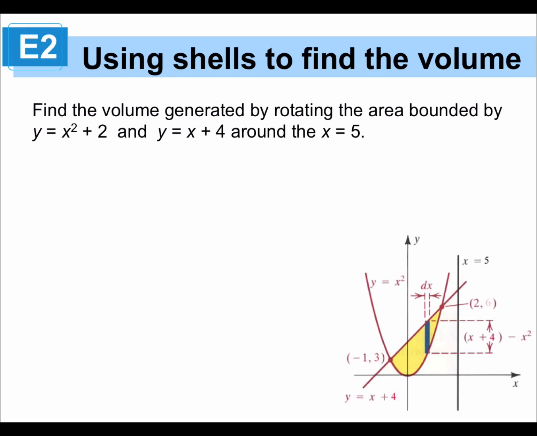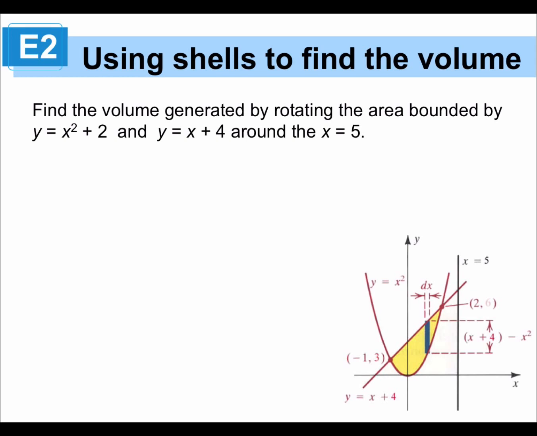X plus 4 minus the quantity x squared plus 2. Wait, how thick is it? Is it y equals x squared or y equals x squared plus 2? They're different. The picture's wrong. Let's go with x squared plus 2. So the whole thing would be shifted up. So the rectangle is the top minus the bottom. Its thickness is dx. That gives us the back end of the integral. It's 5 minus x units away from the axis of revolution.